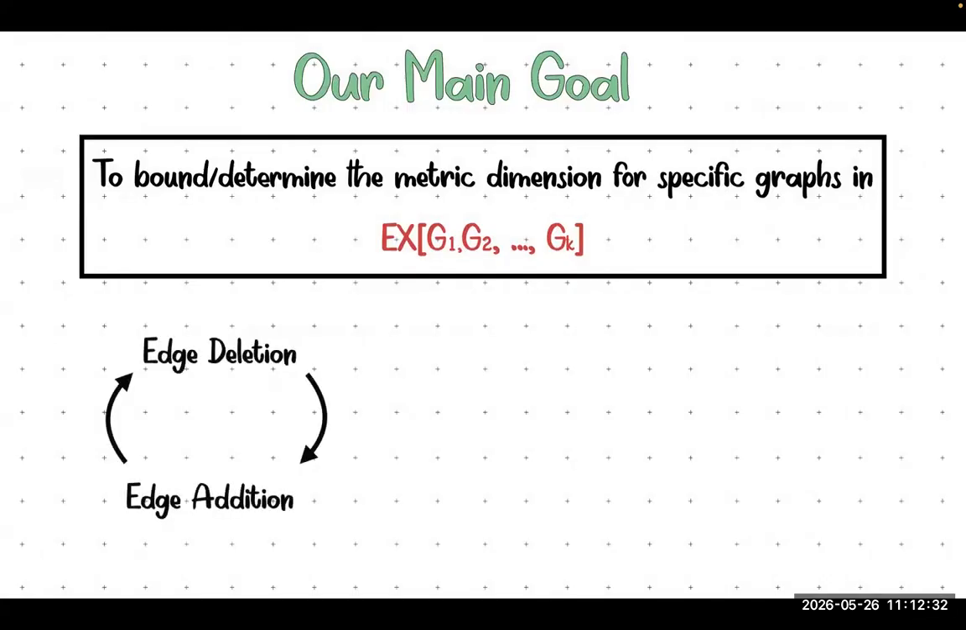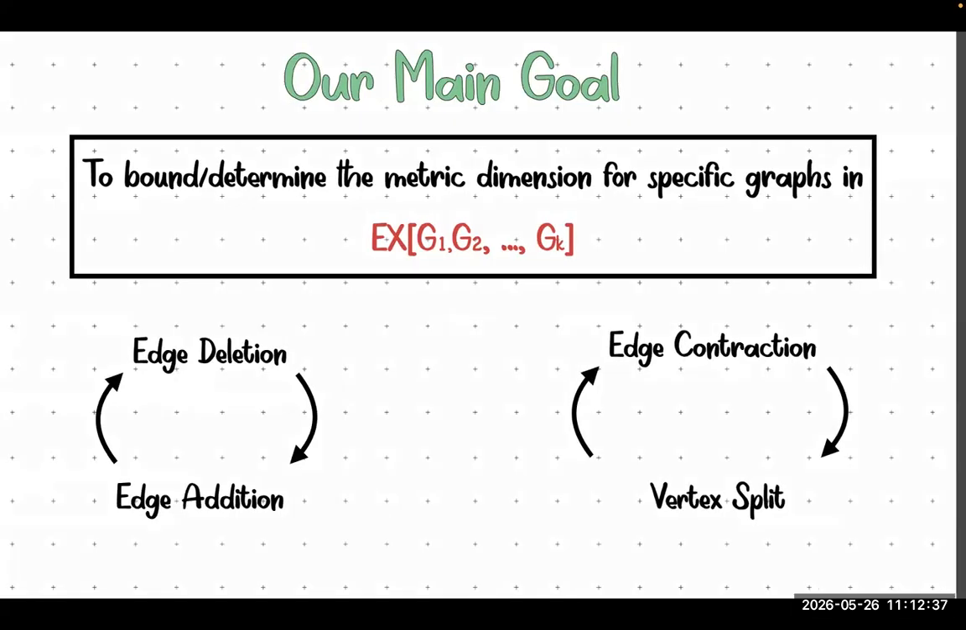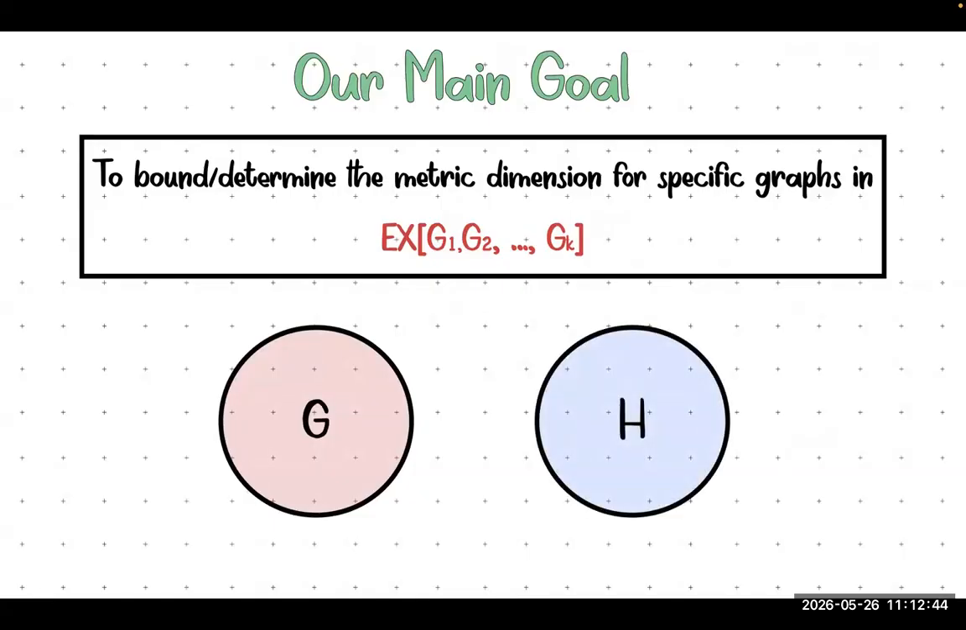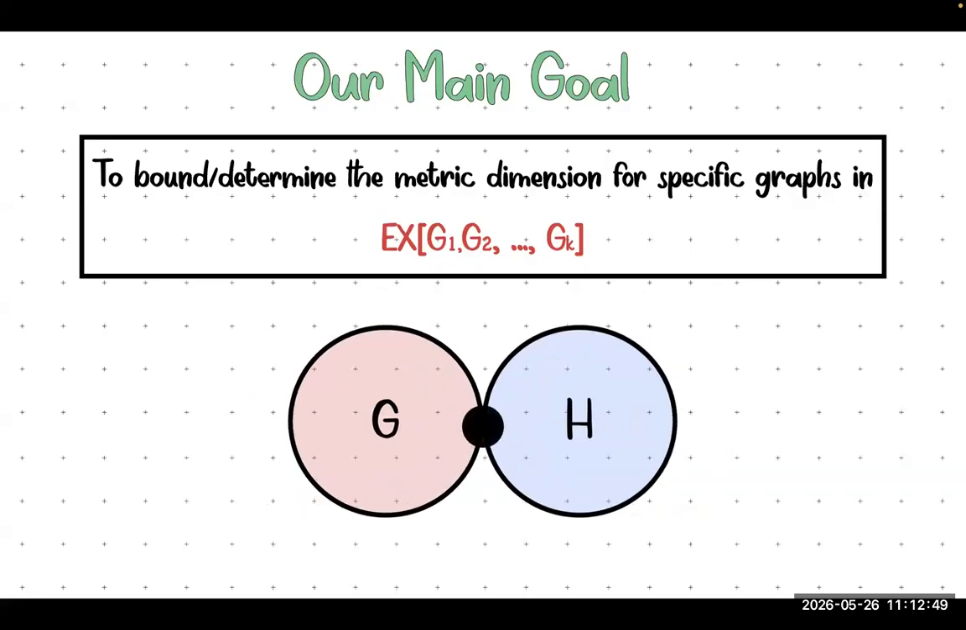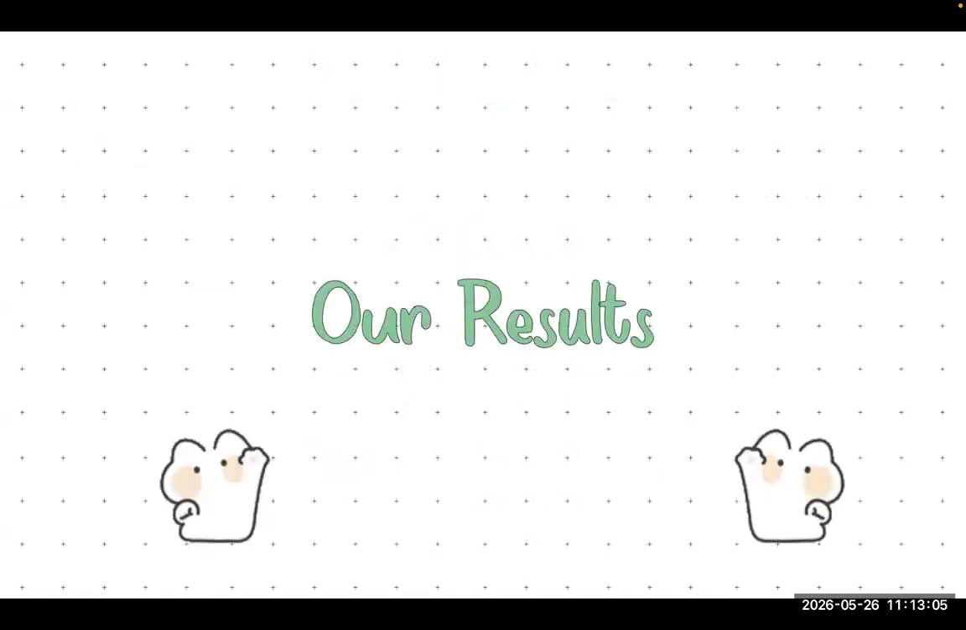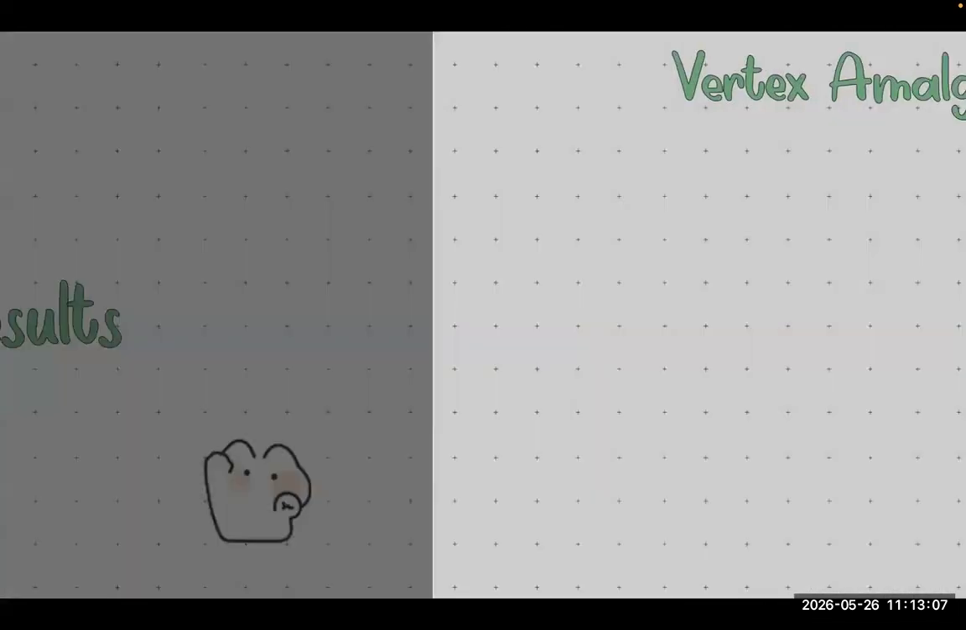So now we know that we have the edge deletion, edge addition, edge contraction, and vertex split. But there's more that we can find. For example, if we take two graphs inside our excluded minor, then we can also connect them or amalgamate them. And this is called the vertex amalgamation. Okay, so we also need to figure out this operation. So we have these 5 operations that we have to know how to deal with in terms of the metric dimension. Okay, so these are our results.